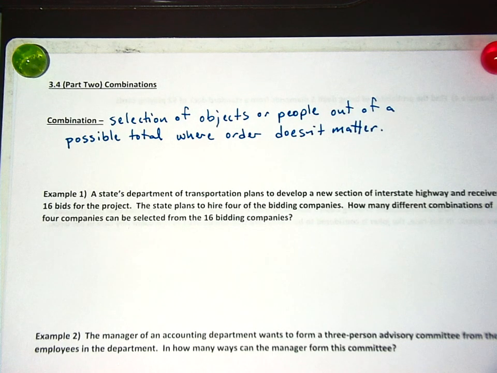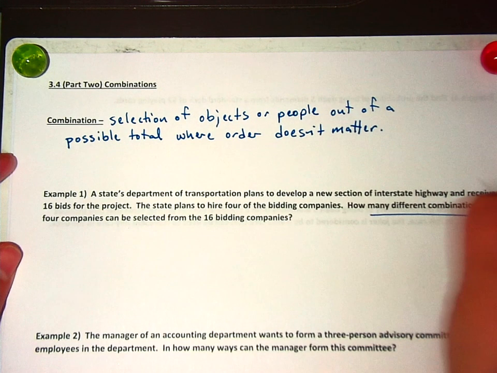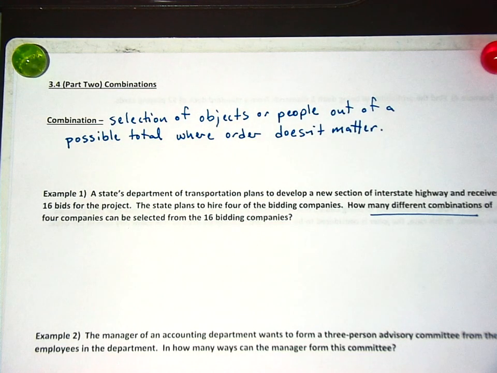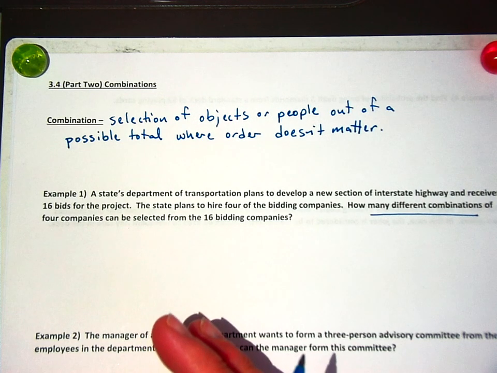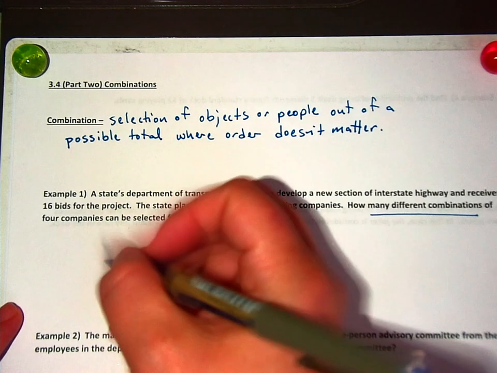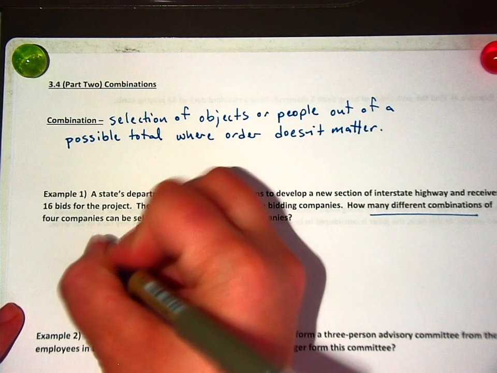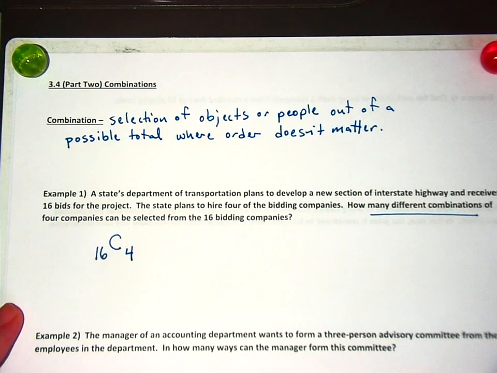Okay, so how many different combinations of 4 companies can be selected from the 16 bidding companies? First of all, it says how many different combinations, so that's a big hint. But here, we don't care about the order in which they pick them. We just care about who they get. Do you see what I'm saying? So this would be a combination. So what it would be is 16 combination 4.